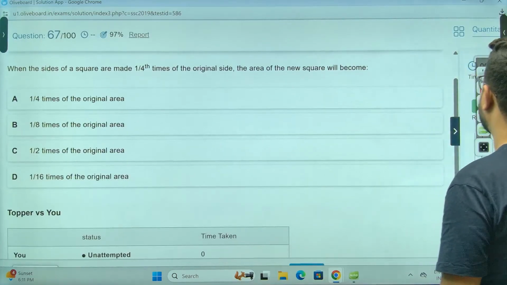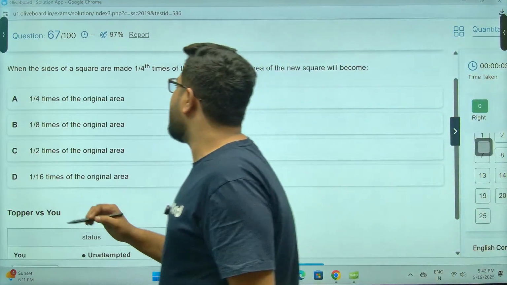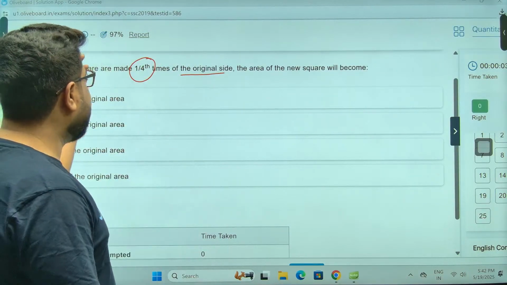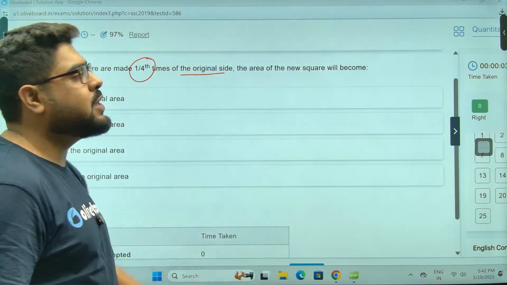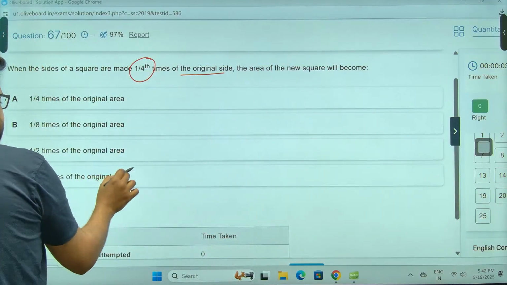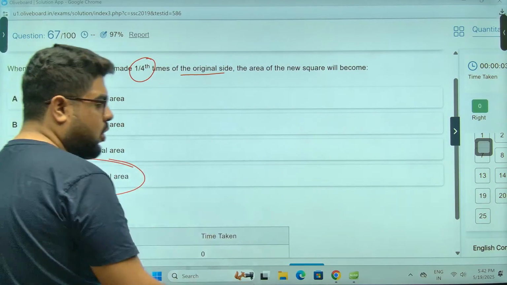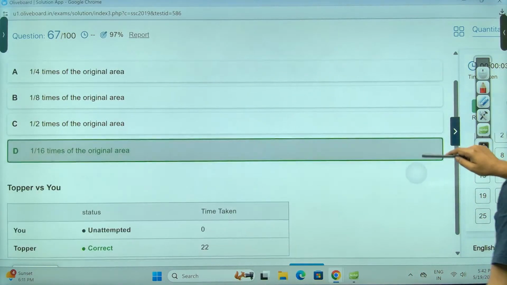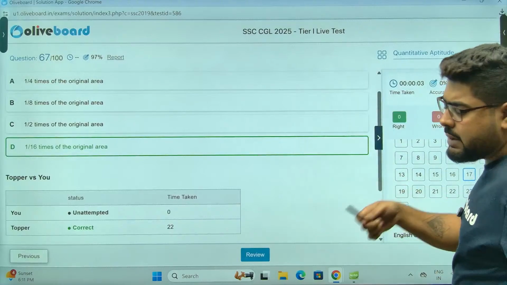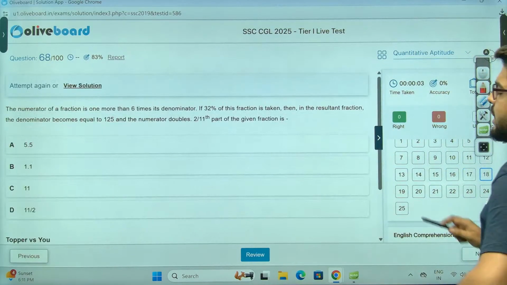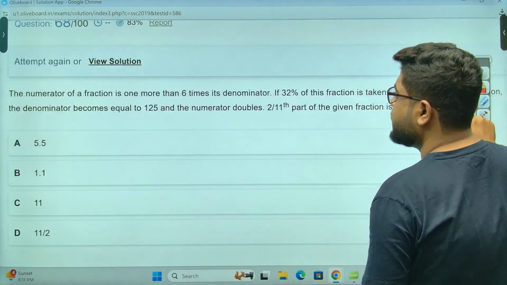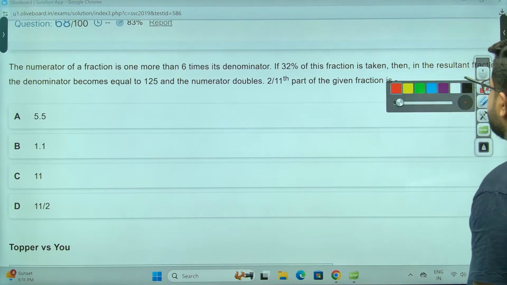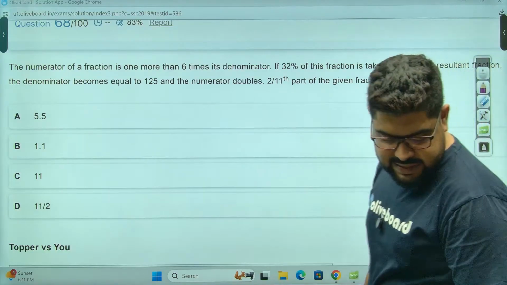When the sides of a square are made 1/4 times of the original side, the area... Sir, whatever happens to the side, area is the square of that. 1/4 means it will become 1/16. So option D, sir. It is a 1-second question. I've discussed in detail in my classes the concept of this ratio technique in mensuration, right? Chalo.